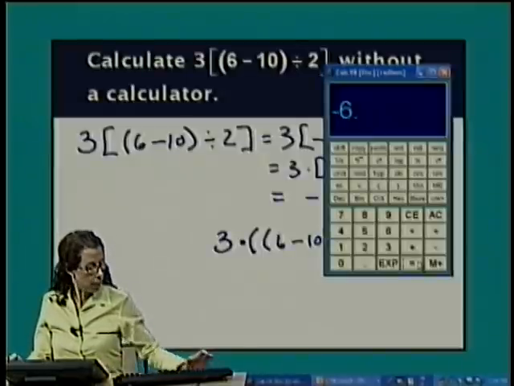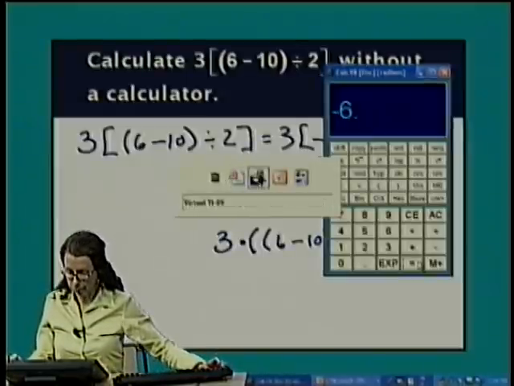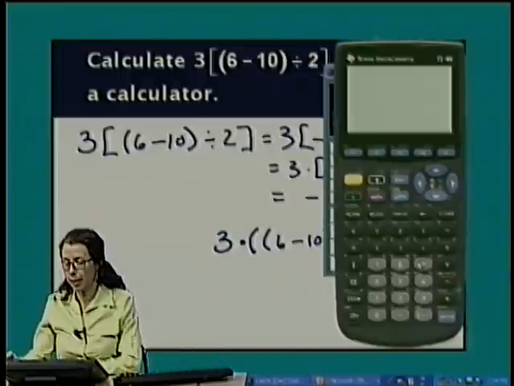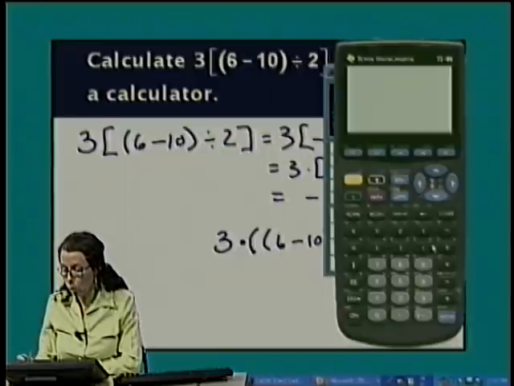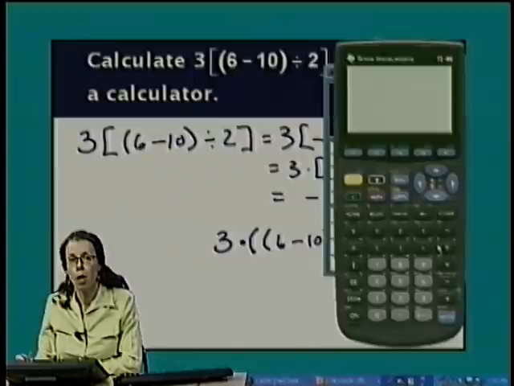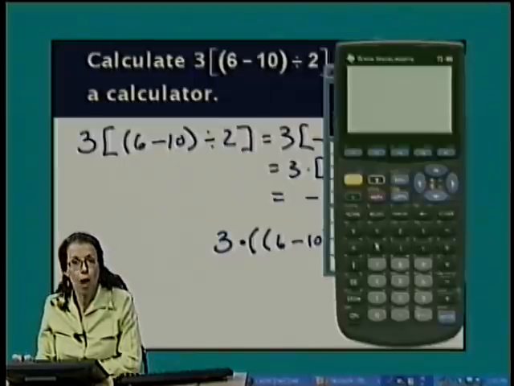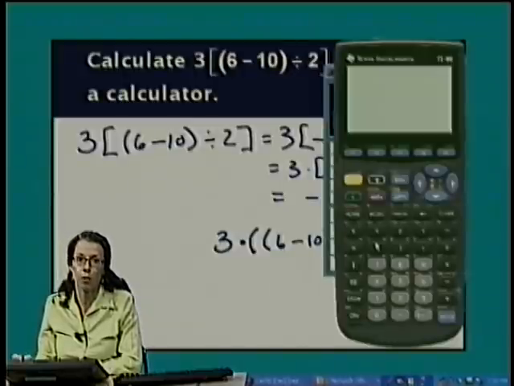Now I want to pull up a graphing calculator. This is a TI-89, and just quickly show you that the TI-89 also has parenthesis keys. Right above the parenthesis keys are braces or curly brackets, and next door are square brackets. But these orange symbols here on my calculator do not function as grouping symbols. They have other functions on this calculator.